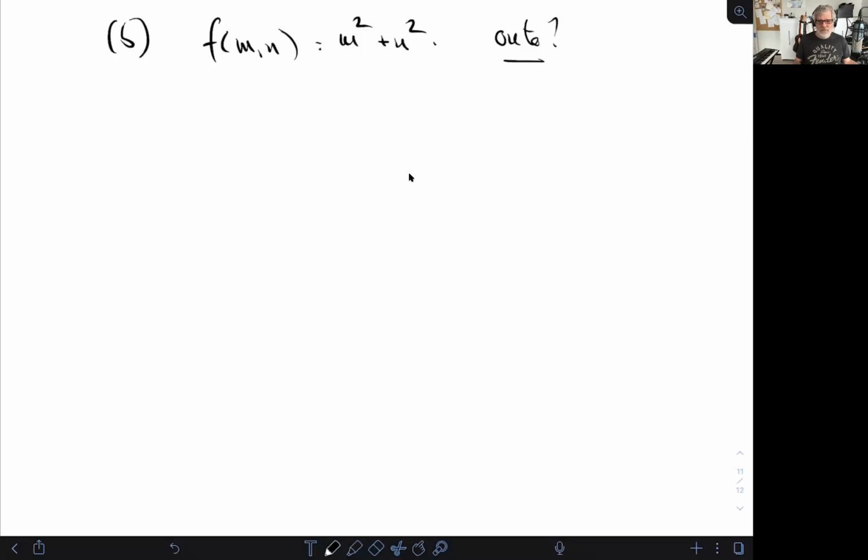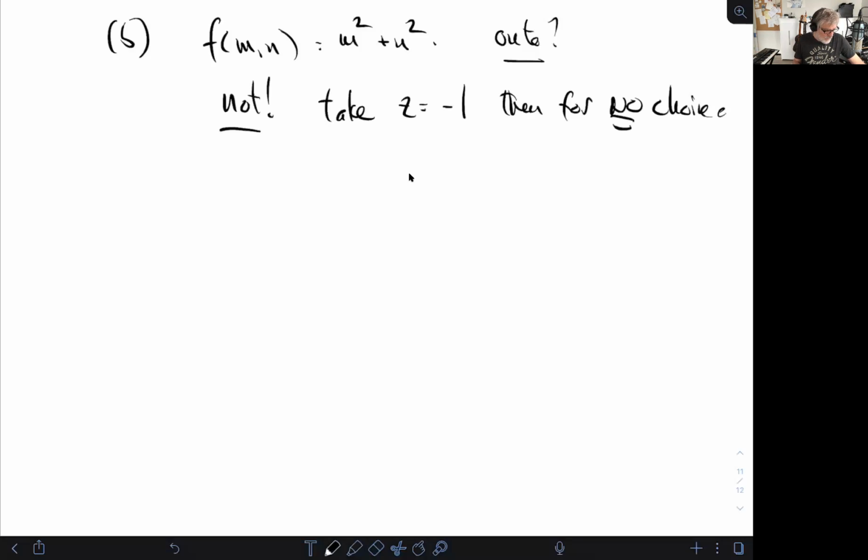You think, okay, sum of squares, that's always greater or equal to 0. I'll never get a negative with that. So it is not onto. Okay. So now how do I make the argument? That's exactly what we said. We said you'll never get a negative. So take z equals -1. Then for no choice of m, n do we have m squared plus n squared equals -1. So it's not onto, right?